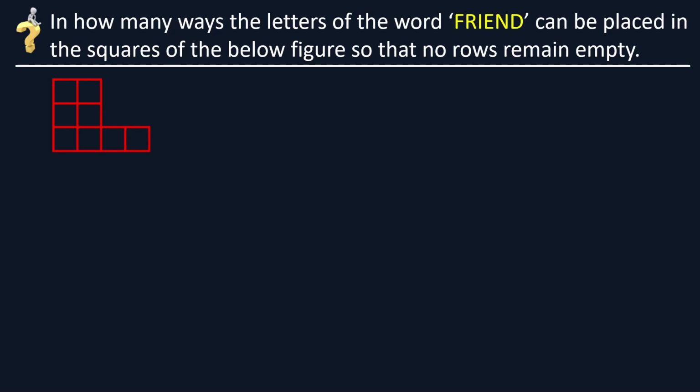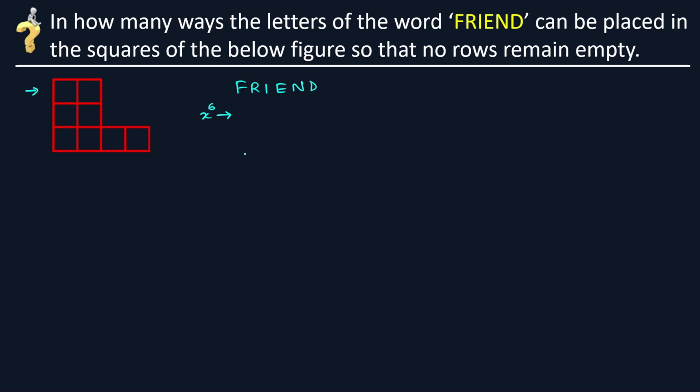In this question, you have to place the letters of the word friend, F-R-I-E-N-D, in the squares of this figure so that no rows remain empty. Now again, the same thing as your previous sum. Here all the alphabets of the word friend are different. So in every arrangement, these 6 alphabets can arrange among themselves, right? So let me just use multinomial theorem. It is x to the power 6. We have to find out the coefficient of x to the power 6.